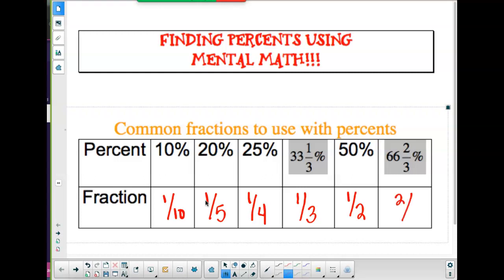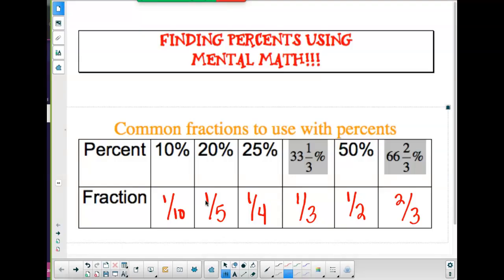2/3. Okay, now the nice thing about most of these fractions, remember yesterday when I said how do you find half of something? How do we find half of something? Divide by 2, right? If the bottom number is 2, we're going to divide by 2. If I want to find 1/4 of something, I divide by 4. If I want to find 1/10 of something, I divide by 10. Okay?